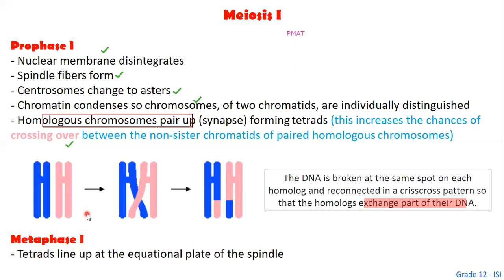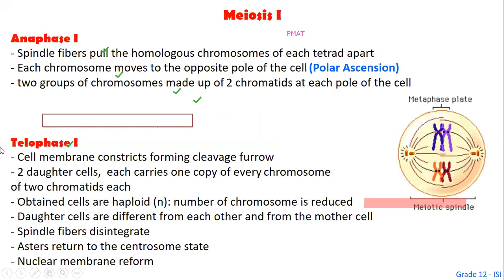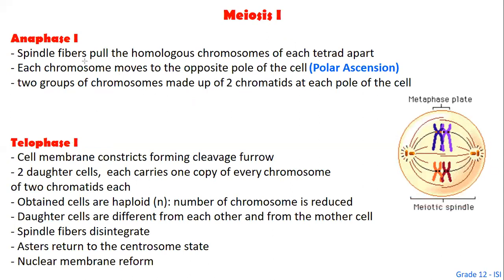After prophase comes metaphase, where the homologous chromosomes line up in the middle of the cell. During anaphase 1, pay attention in here, we have the homologous chromosomes separating. So each chromosome moves to a pole of the cell. We call this process polar ascension, but during anaphase 1, we are separating the homologous chromosomes, and not the chromatids. Okay, the last part, it's telophase.